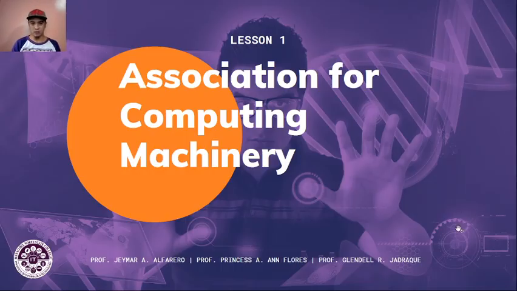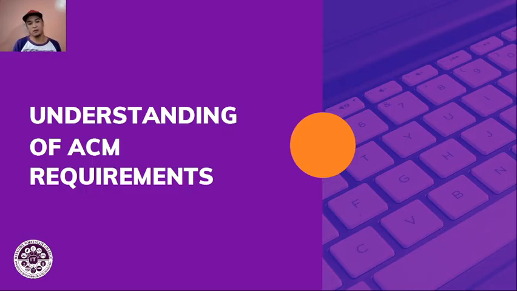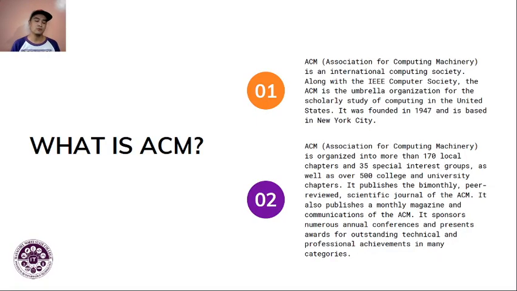So ACM stands for Association of Computing Machinery. First, let's talk about understanding of ACM requirements. Now, first, what is ACM? ACM, or Association of Computing Machinery, is an international computing society. Along with the IEEE Computer Society, the ACM is like an umbrella organization for the scholarly study of computing in the United States. It was founded in 1947 and is based in New York City.